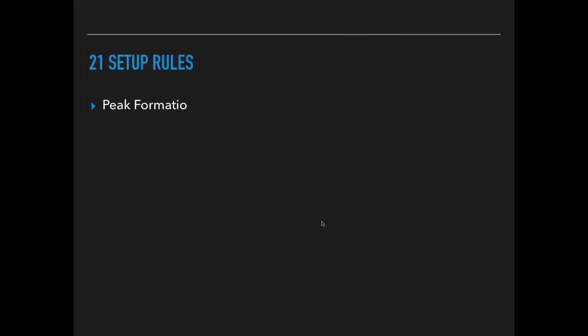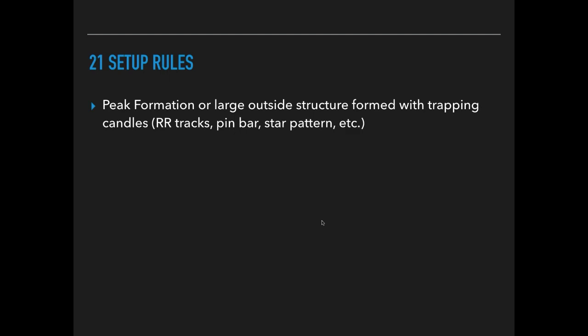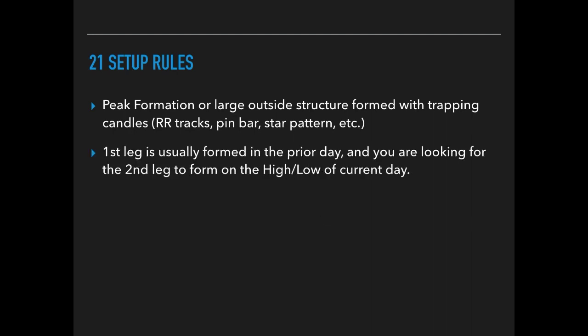So here are the setup rules. We need a peak formation, or a reset structure, or a large outside structure formed with trapping candles, railroad tracks, pin bar, star pattern, something like that. The first leg is usually formed in the prior day, and you're looking for the second leg to form on the high or low of the current day that you're looking at the setup.